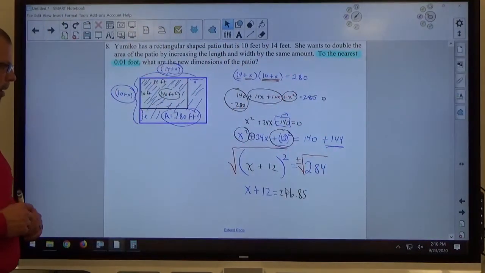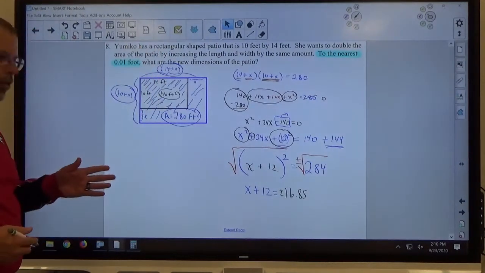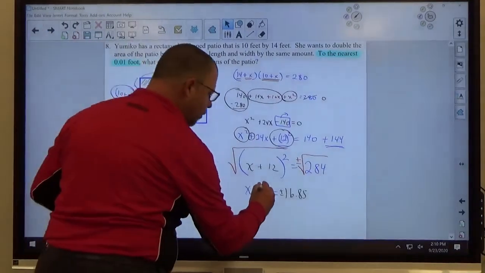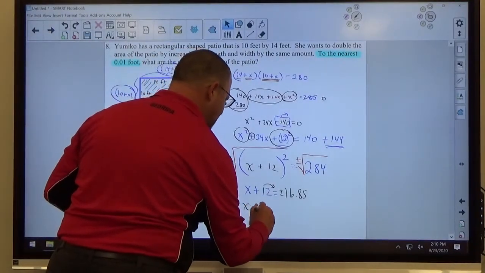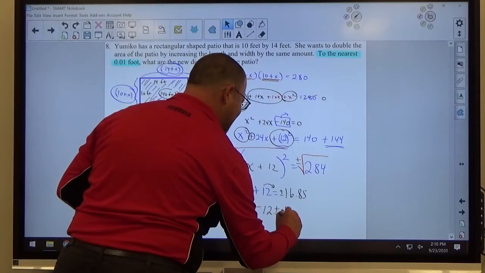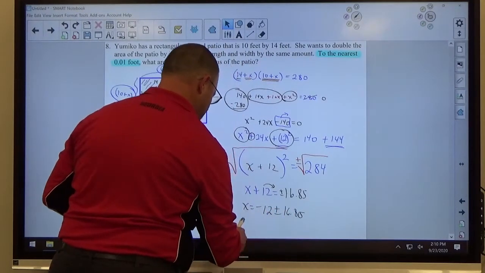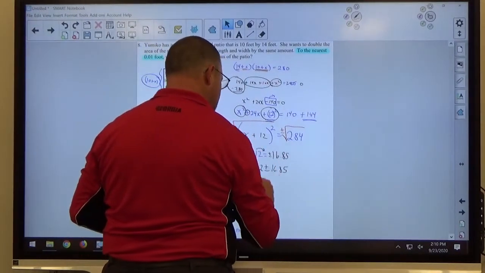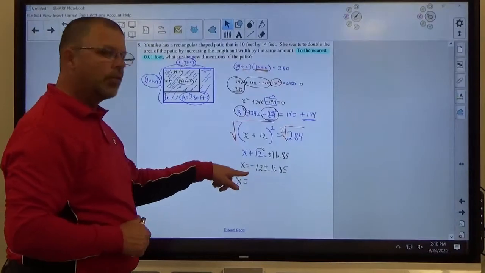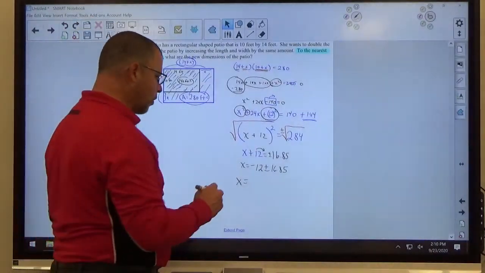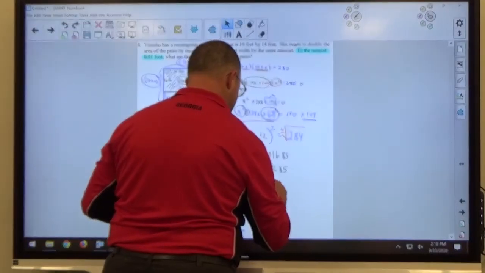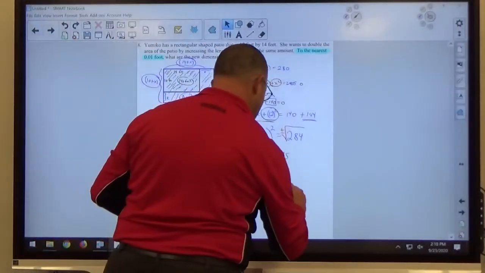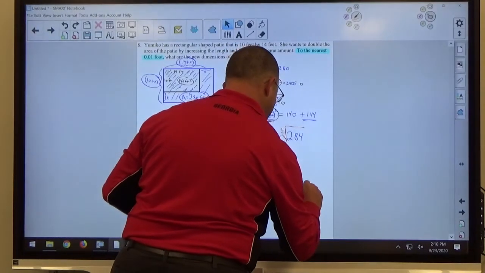Good job. And then finally, to get the answers, plus or minus means two answers, right? We're going to move the 12 over. I'm going to get x equals negative 12 plus or minus 16.85. Which translates to x either equals negative 12 plus 16.85, which is 4.85 feet, or x equals negative 12 minus 16.85, which is negative 28.85 feet.